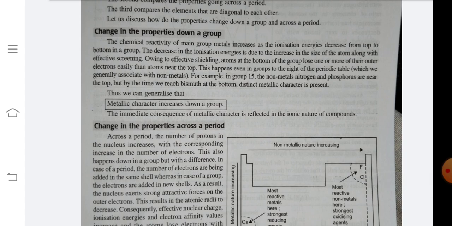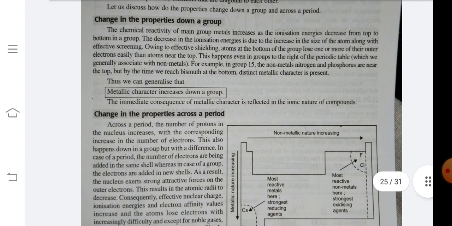Change in properties down a group. The chemical reactivity of main group metals increases as the ionization energy decreases from top to bottom in a group.